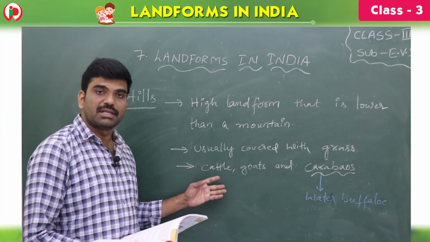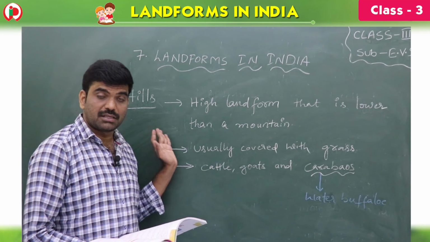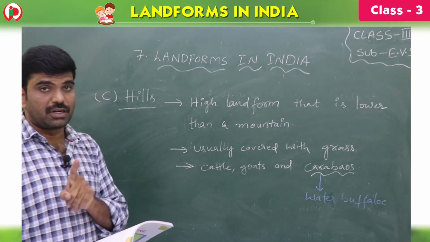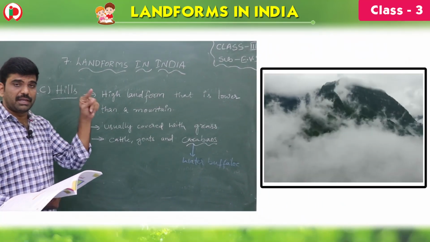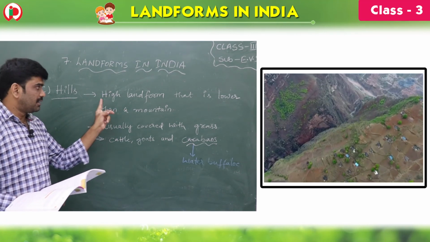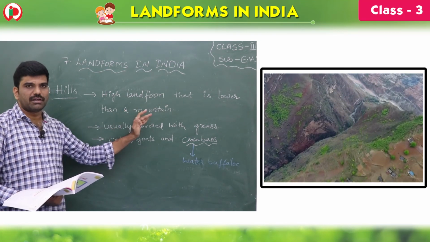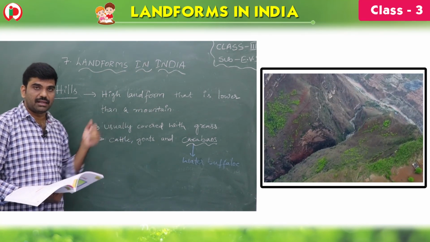So far we have seen first one mountain, second one valley. Now it is the third one, hill. Children, I told you clearly, the hill is also a peak but is not as high as a mountain. It is a high landform, no doubt in that, that is lower than a mountain. So a mountain is bigger than the hill.